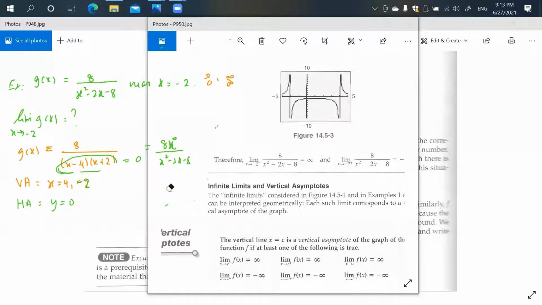Now what do we have next? Then we find the x-intercept and y-intercept. For the x-intercept, y equal to 0. So that means if g of x or y becomes 0, we do cross multiplication. So there is no x-intercept.